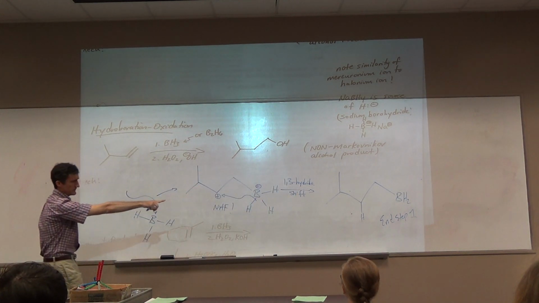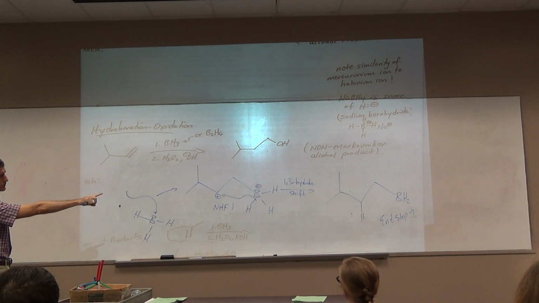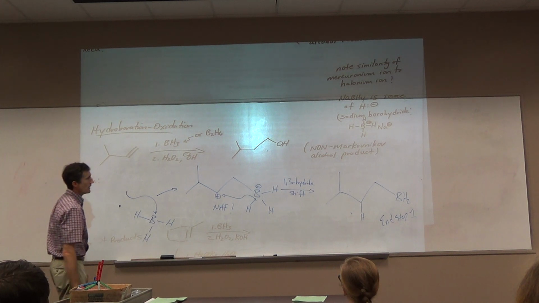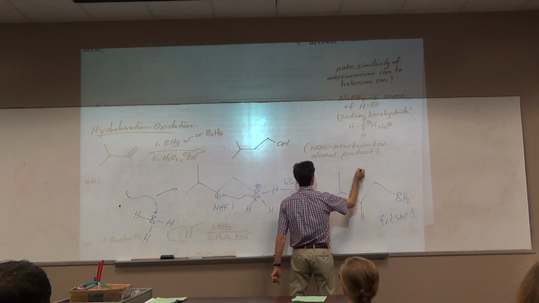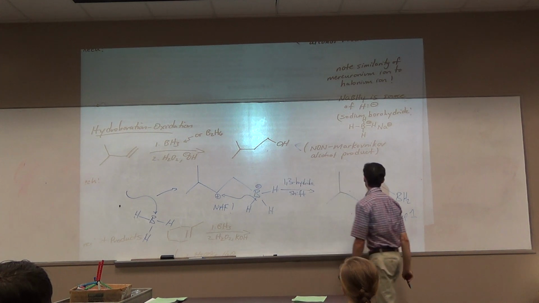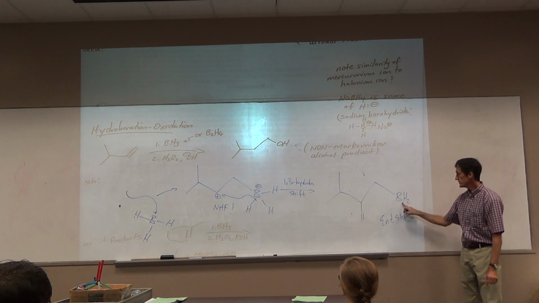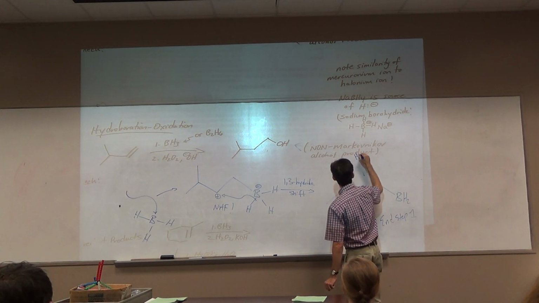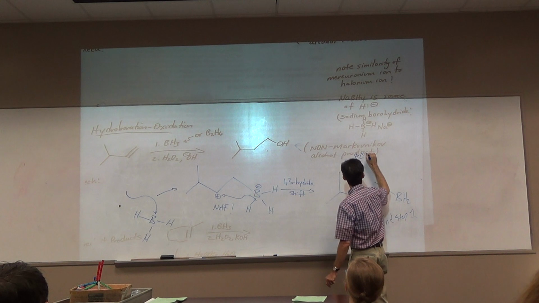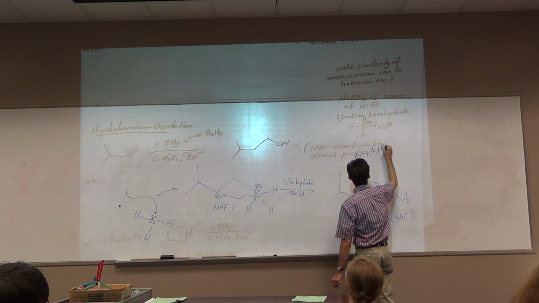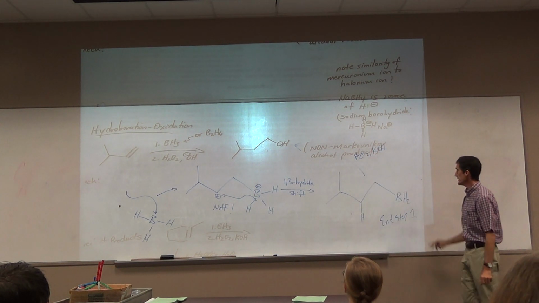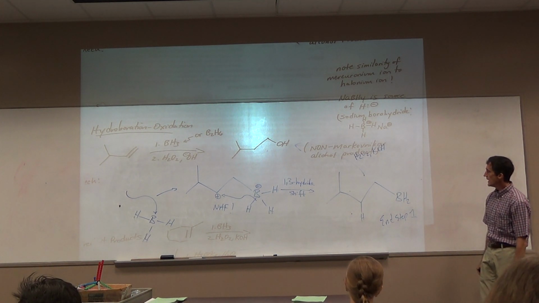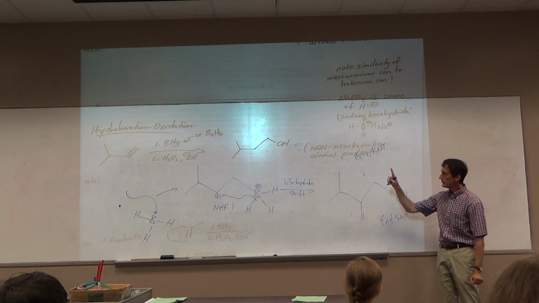What do we need to do to get from the step 1 product to the final product? We need to replace the boron with what? Yes. This is done with hydrogen peroxide and some type of hydroxide, like KOH or NaOH. This replaces the boron with an OH.